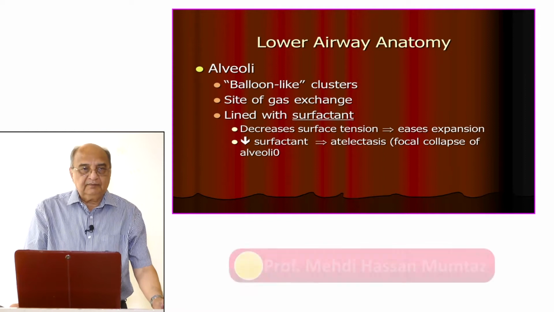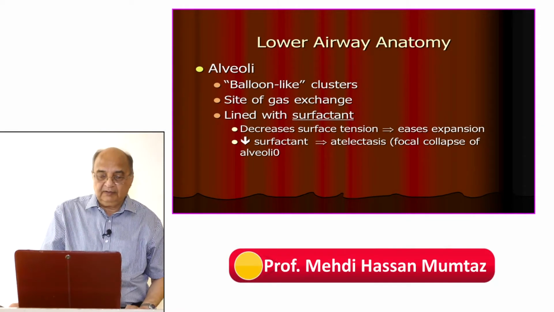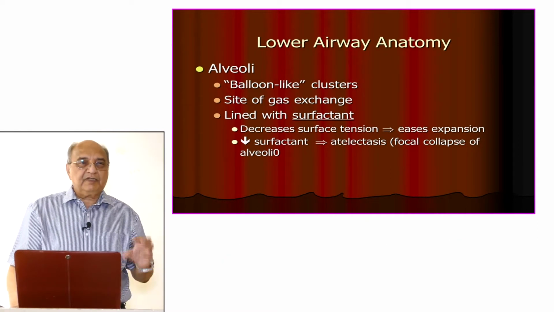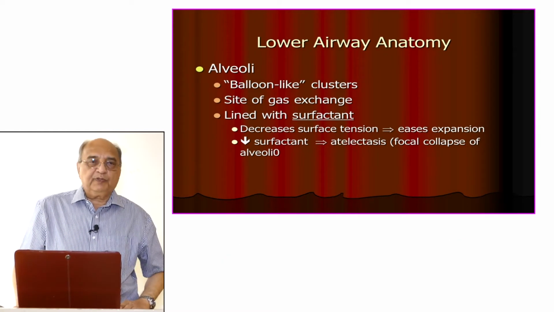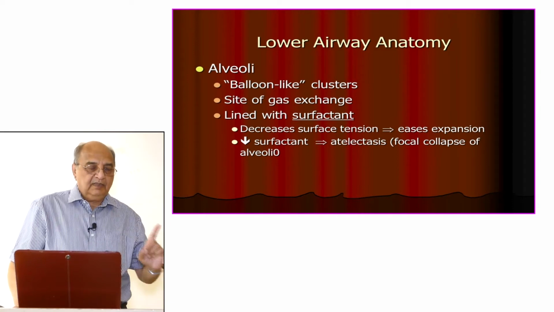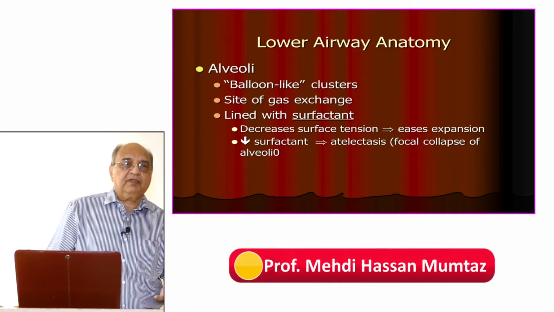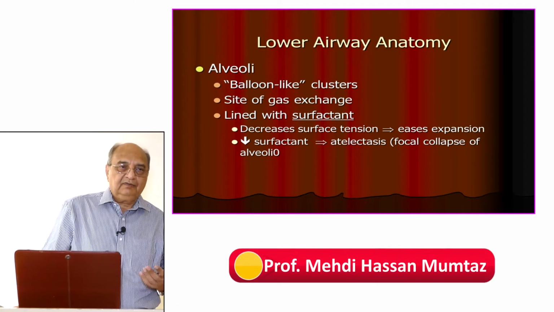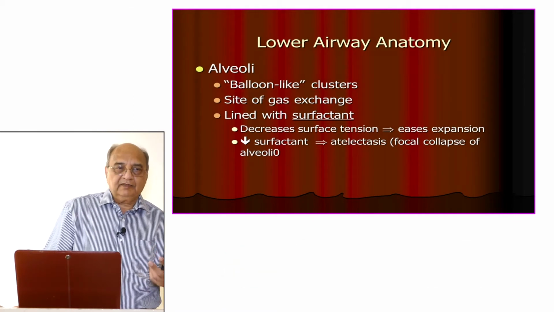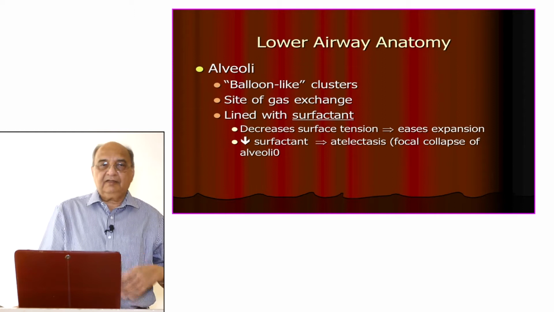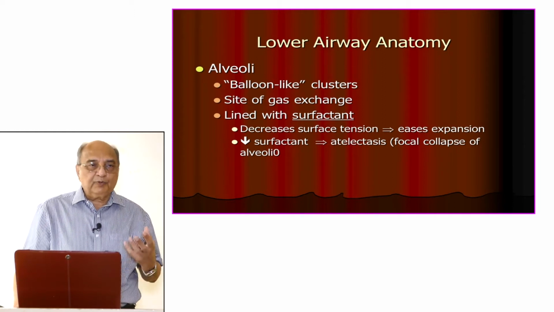These are the main sites of gas exchange. They are lined with a surfactant. Surfactant is a surface tension lowering agent which is produced by these alveoli, and the respiratory tract has got 43 types of cells in the lung. There are two main types of cells: pneumocyte type 1 and pneumocyte type 2. Pneumocyte type 1 is for the exchange of gases, and pneumocyte type 2 is for the production of surfactant.